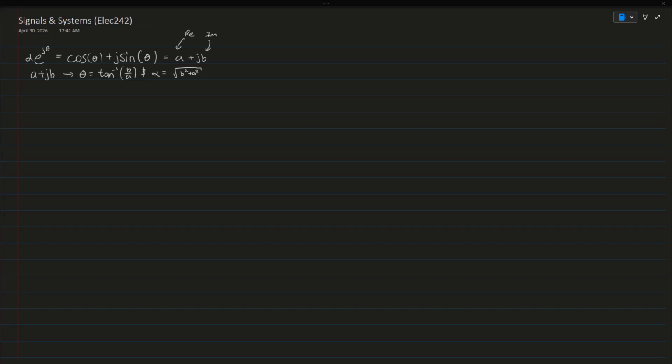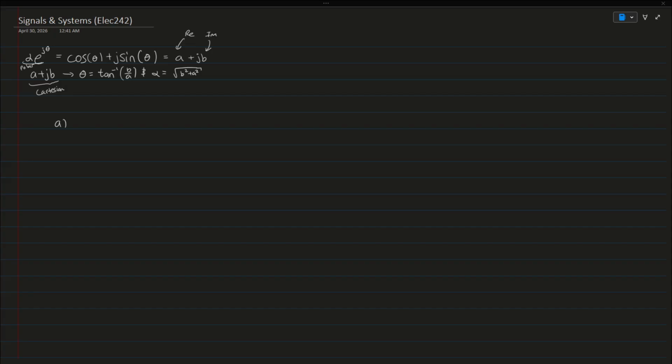The third thing is you should know how to do the reverse and go from Cartesian coordinates to polar coordinates. So this is Cartesian and this is polar. Okay, so let's solve a couple of examples.